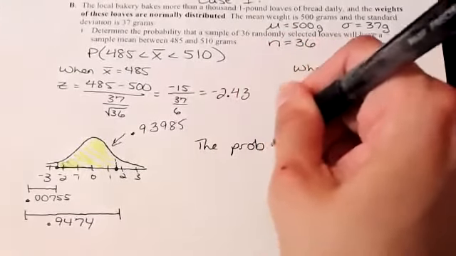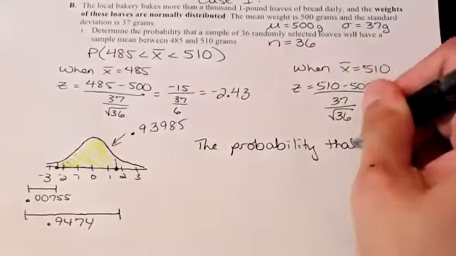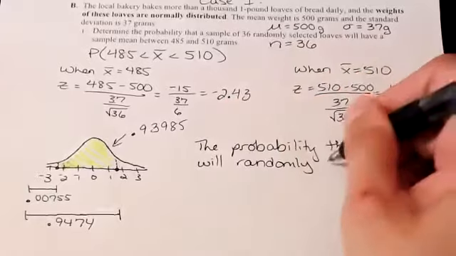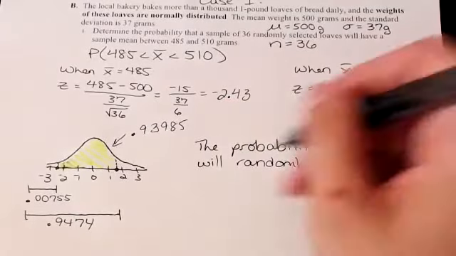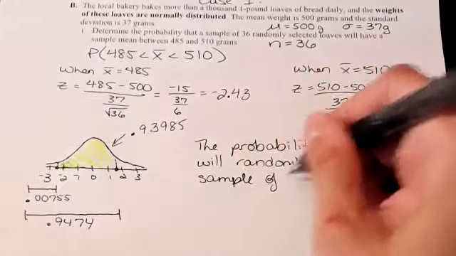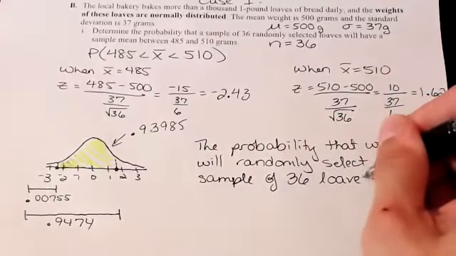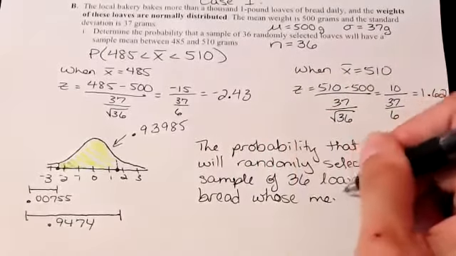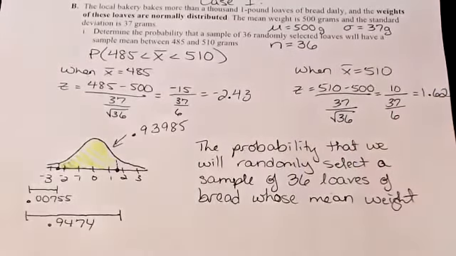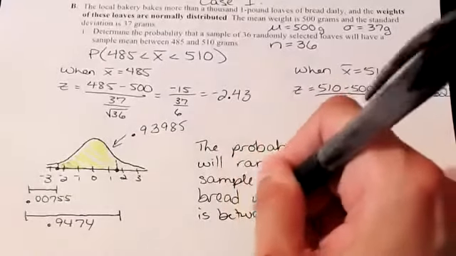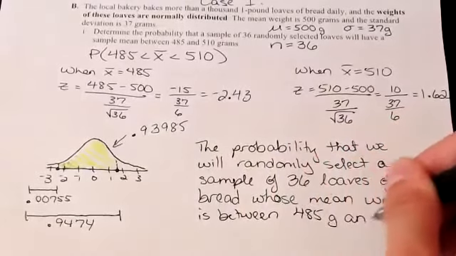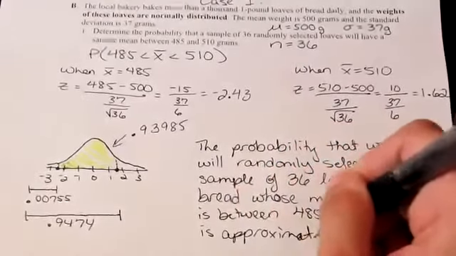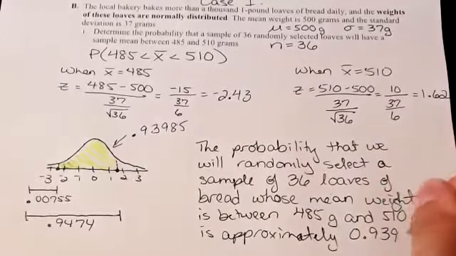The probability that we will randomly select a sample of 36 loaves of bread whose mean weight is between 485 grams and 510 grams is approximately 0.93985.